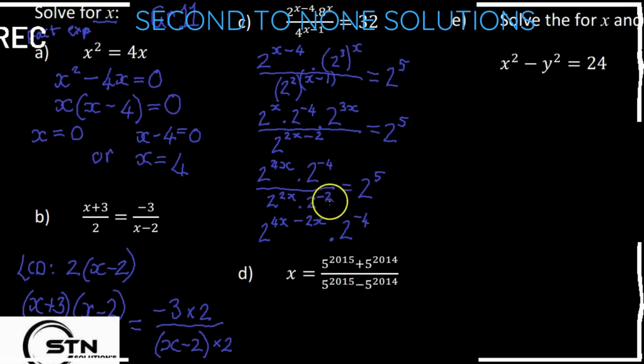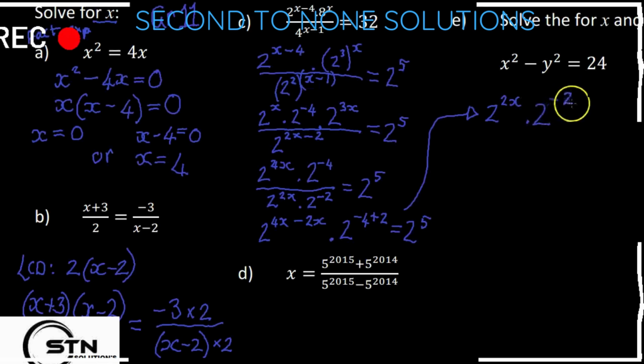We're bringing this to the top. It was negative 2, it now becomes plus 2, is equals to 2 to the power of 5, and I know I'm running out of space here, so let's just do it over here, and we'll shift over just now. So now I have 2 to the power of 2x times by 2 to the power of negative 2 is equals to 2 to the power of 5. So we can change this now to be something nicer to look at. Is equals to 2 to the power of 5.